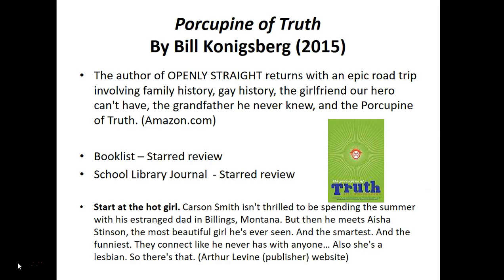Start with the hot girl. Carson Smith isn't thrilled to be spending the summer with his estranged dad in Billings, Montana, but then he meets Aisha Stinson, the most beautiful girl he's ever seen, and the smartest, and the funniest. They connect like he never has with anyone, but also she's a lesbian, so there's that. A great book with that sort of universal theme of wanting the one you can't have. So even though one of the main characters is a lesbian, lots of kids can relate to this one.